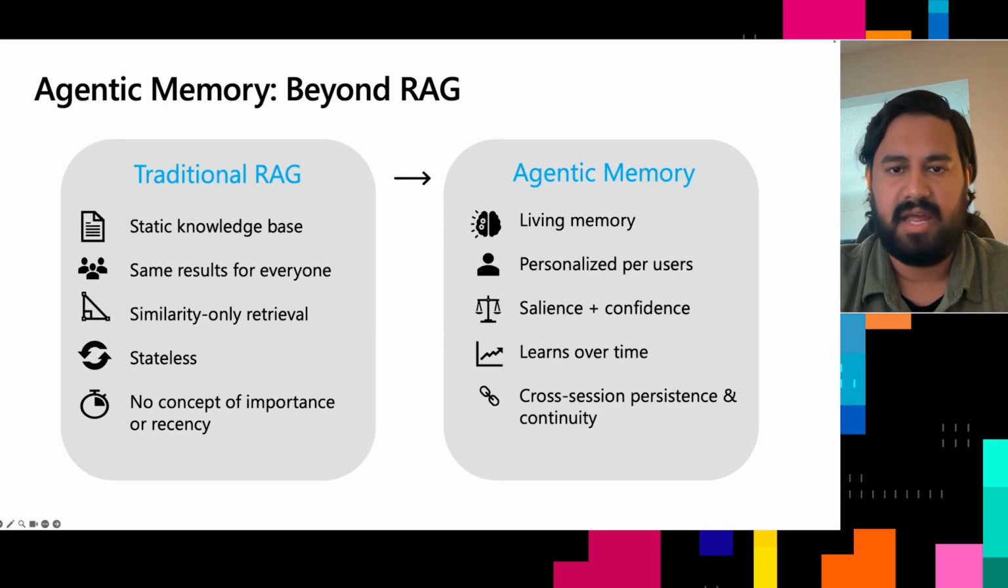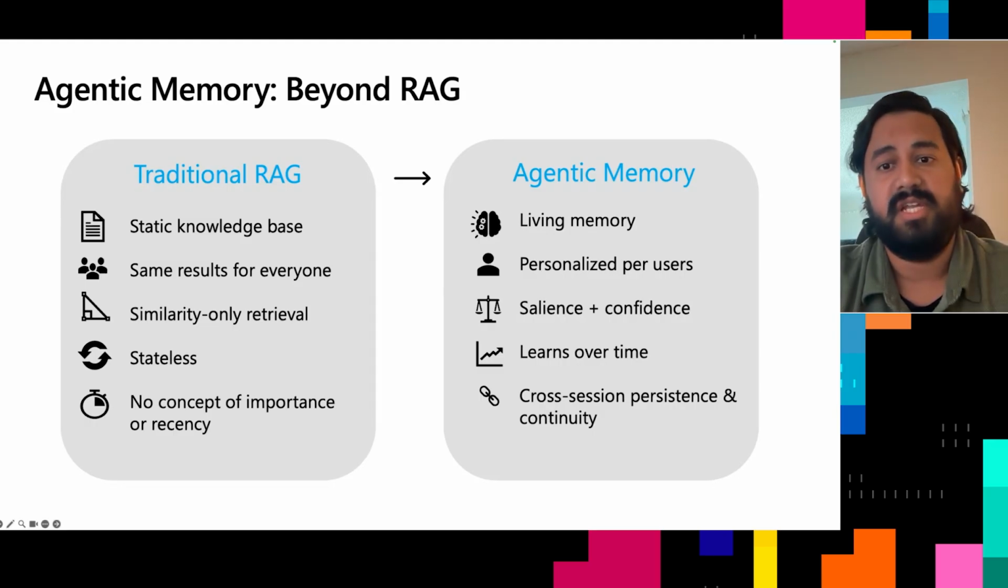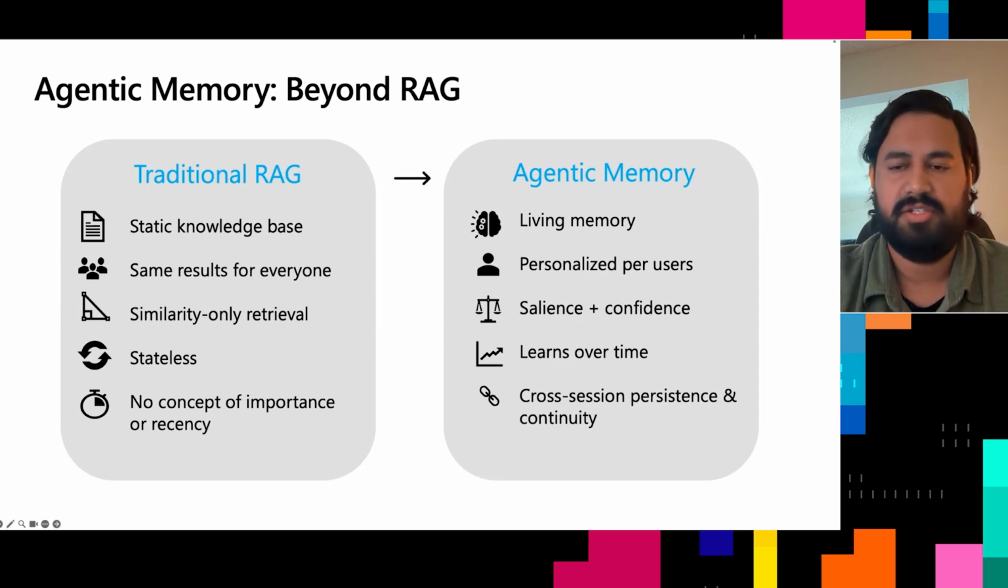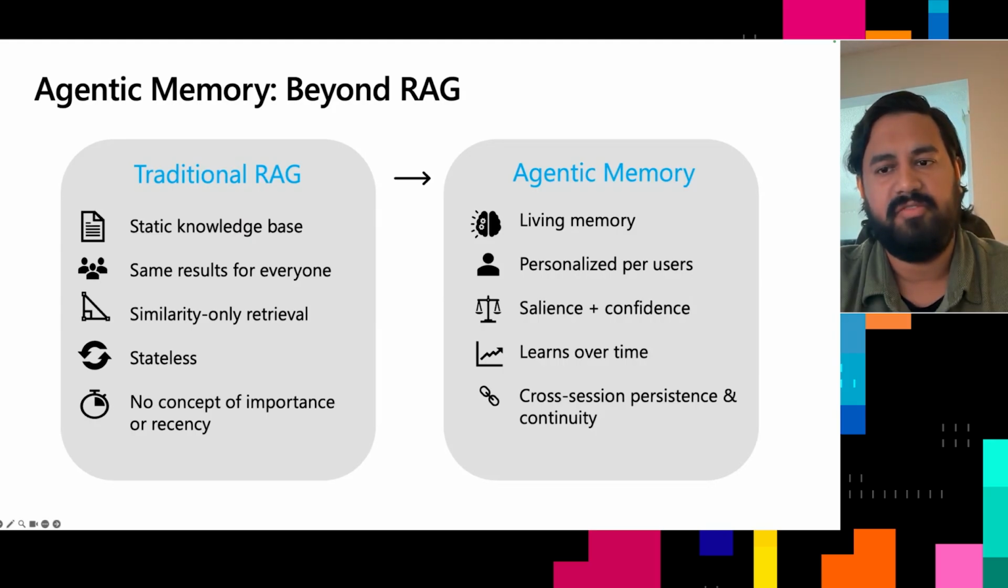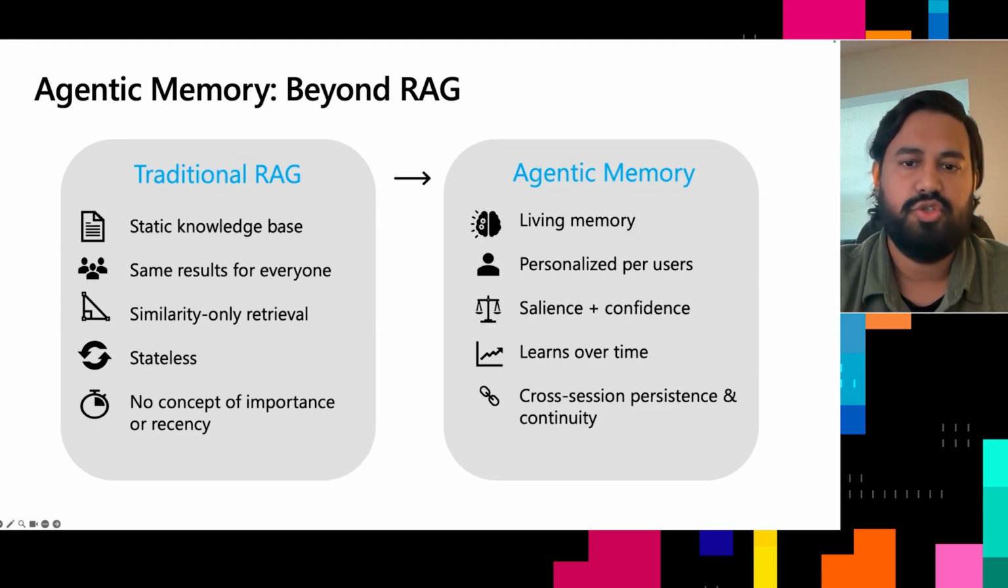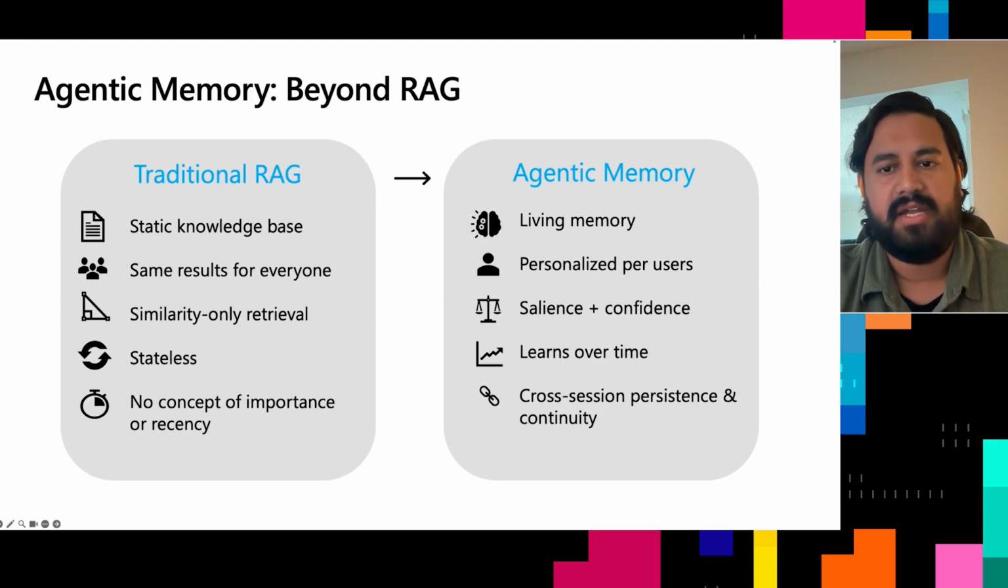Traditional RAG is static. Your knowledge base is fixed until you explicitly update it. Agentic memory, on the other hand, is dynamic. It grows automatically with every interaction. RAG gives the same results to everyone. It's searching a shared corpus. Agentic memory is user specific. It stores individual preferences and history, so two different users get completely different experiences.